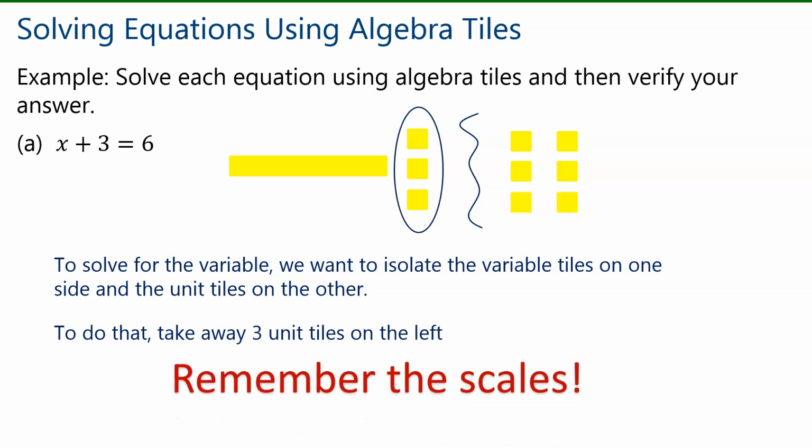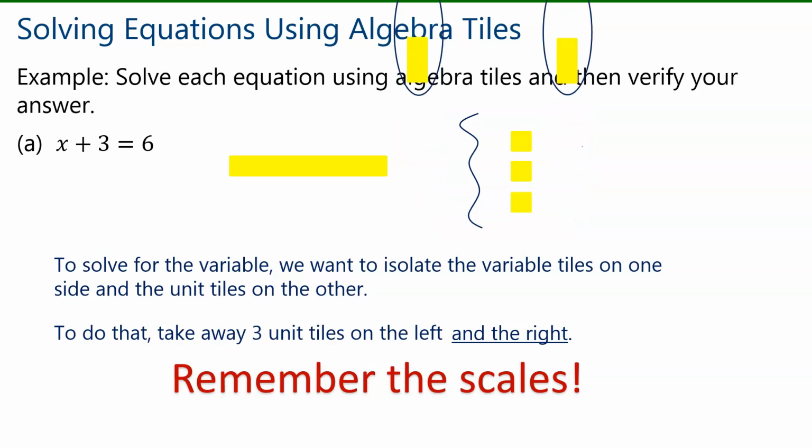But now we've got to remember the idea of the scales. I just can't take away 3 tiles on the left. I also need to take 3 tiles on the right as well in order to keep my equation balanced. So now if I were to take those away, this is what I'd be left with.